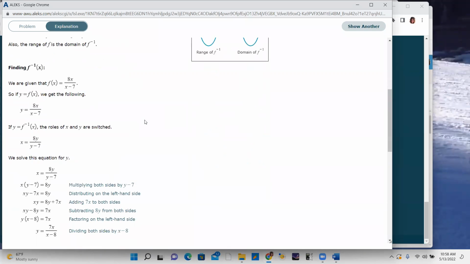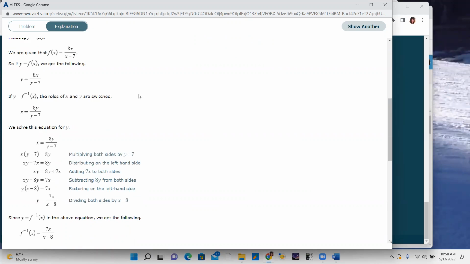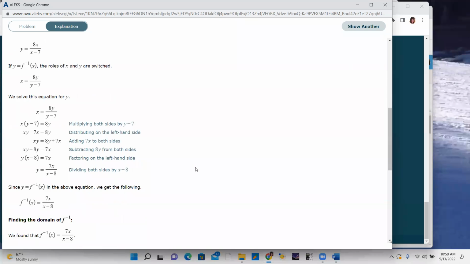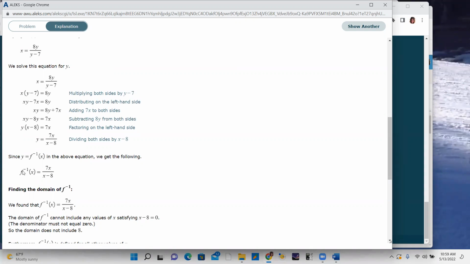So first they go through and show how to find the inverse. First you call it y. And then you switch the x and the y. And then you go through the steps and solve for y. Multiply both sides by the y minus 7, et cetera. And so that's your inverse function.